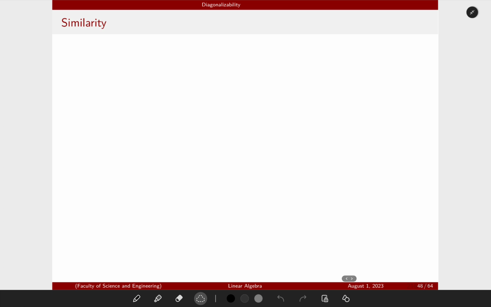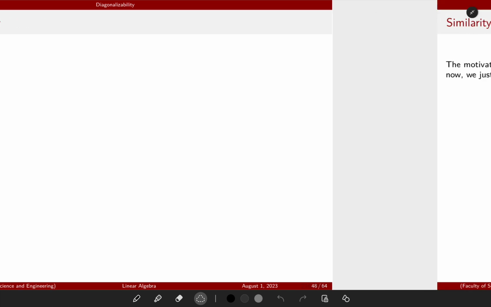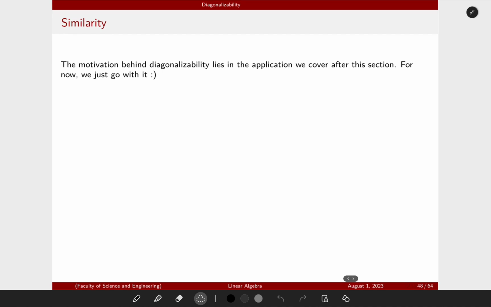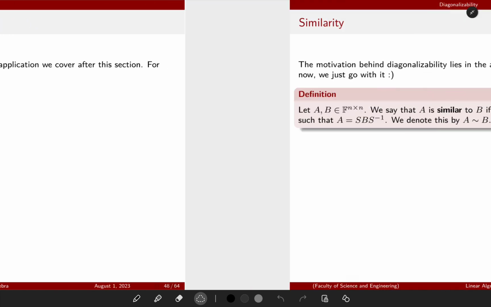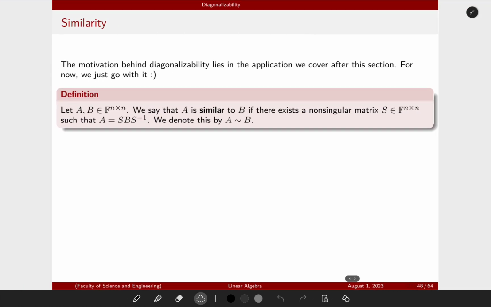Before we can talk about diagonalizability, we will talk a bit about similarity, which is a more general notion. It's important to keep in mind that these notions we're defining might seem a bit strange, but the motivation for diagonalizability lies in the application in the next section, which is systems of linear differential equations. So for now, we just have to accept these definitions as they are, and later we will see why they are interesting.